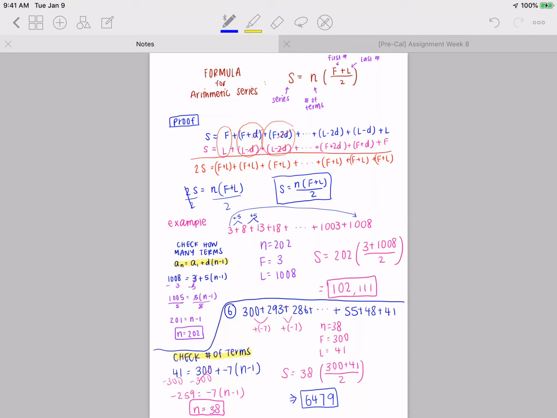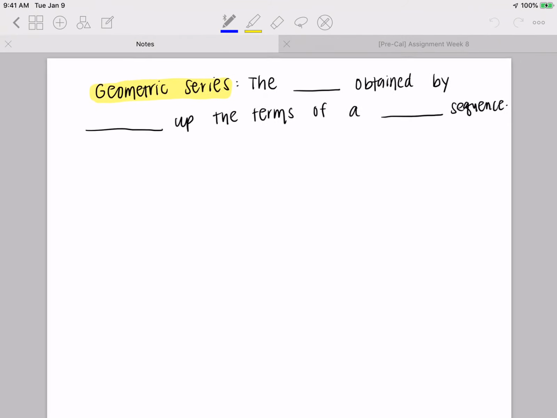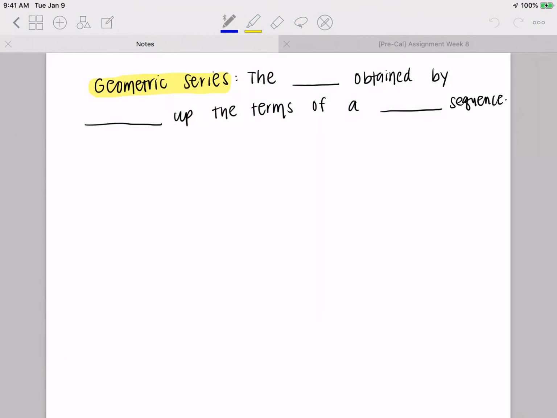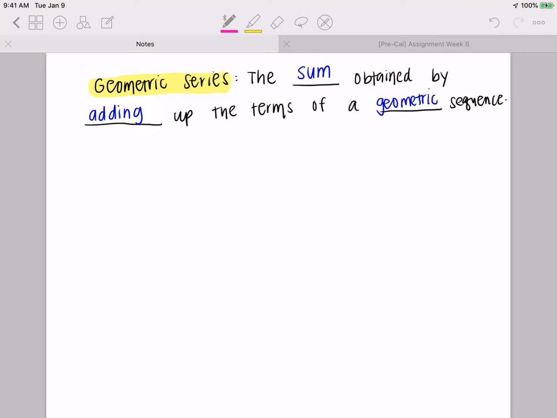Okay, so that's it for arithmetic series. We're going to go into the next one, which is geometric series. Geometric series is still the sum obtained by adding up the terms of, this time, a geometric sequence. If you remember from last section, a geometric sequence is one where we multiply by exactly the same number to get to the next number.